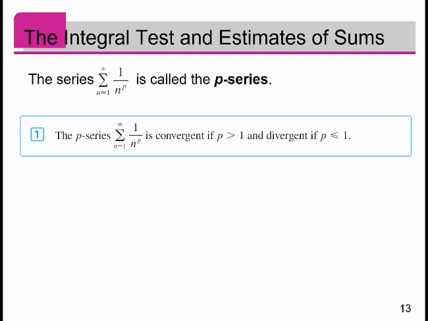All right, let's talk about something else. Let's talk about what is called a p series. The series, the summation from n equals 1 to infinity of 1 divided by n raised to the p power, is called a p series. The p series is convergent if this p right here is greater than 1, and it's divergent if p is less than or equal to 1.